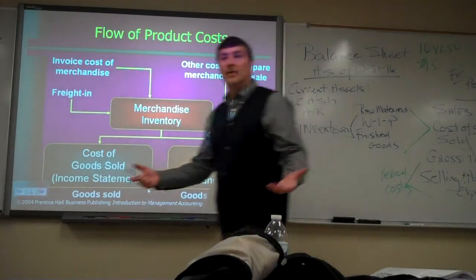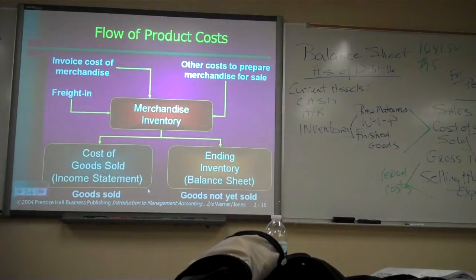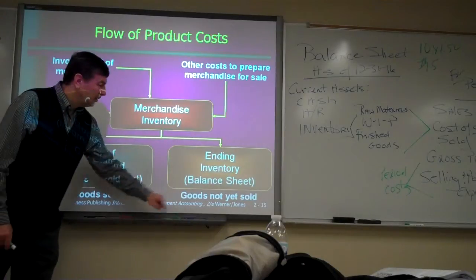Anything you didn't sell is left on the balance sheet. Anything you did not sell, unless somebody stole it, we're not going to worry about that. That happens a lot. We're going to assume everything was sold. Yeah, the percentages of our inventory that get stolen, it's just amazing. It's usually by employees, more by employees than shoplifters. But anyway, we'll get into some internal controls later. Goods sold, goods not sold.